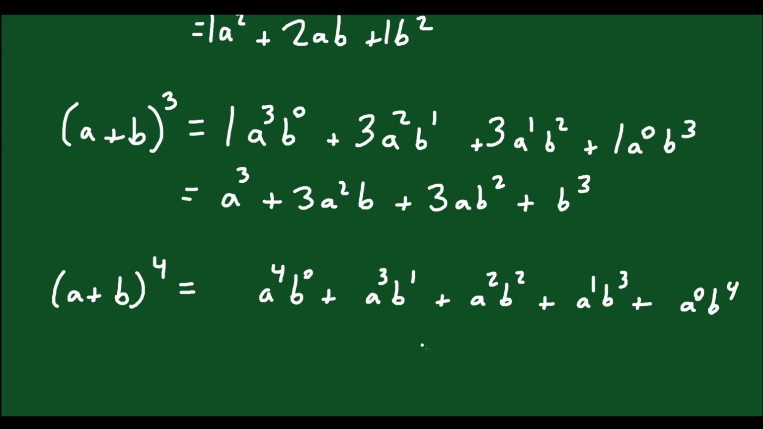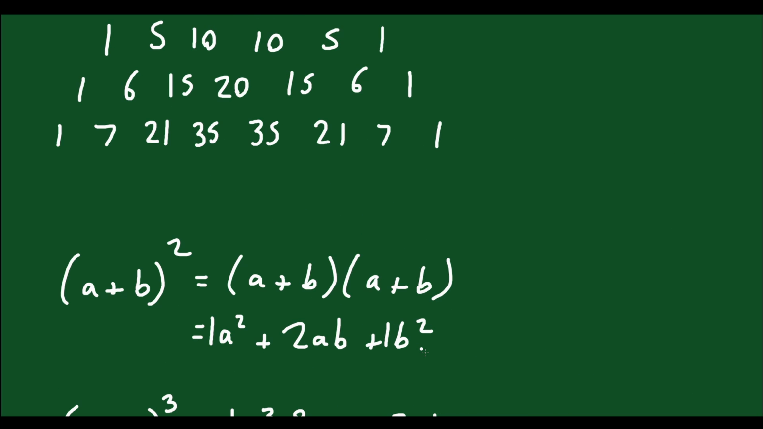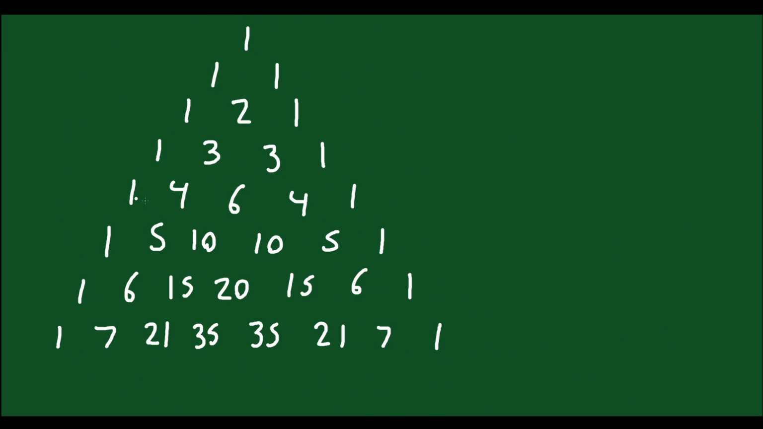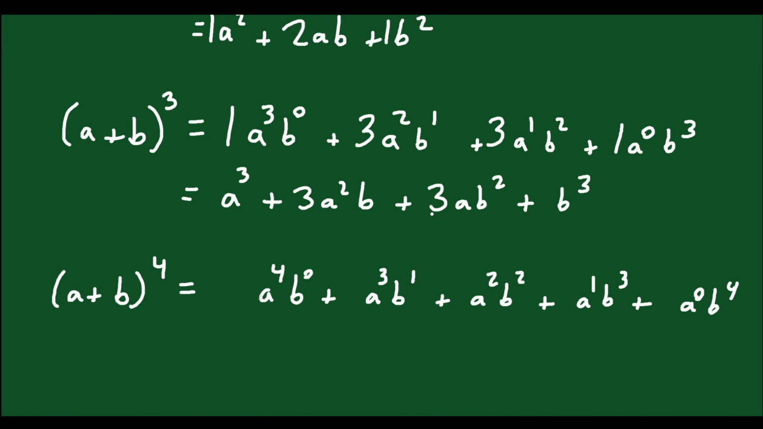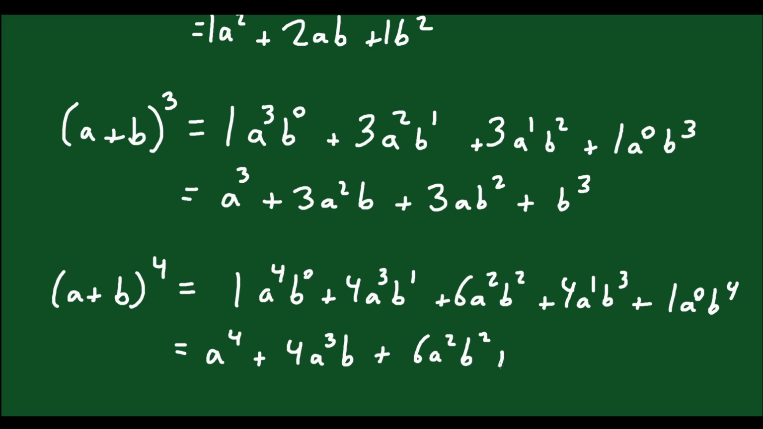Then we plug in our coefficients. We go to our triangle, we go to this row here, 1, 4, 6, 4, 1. We're going to plug those in. 1, 4, 6, 4, 1. Simplify, you get a to the 4 plus 4a cubed b plus 6a squared b squared plus 4b cubed plus b to the 4. And you can do this with numbers, right?